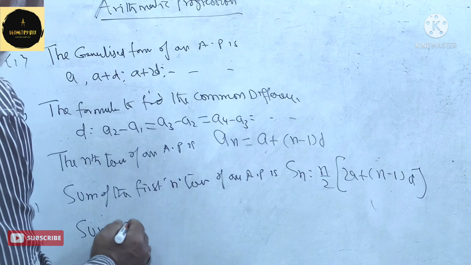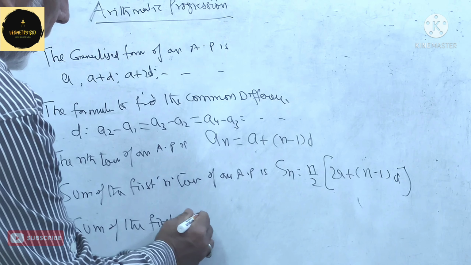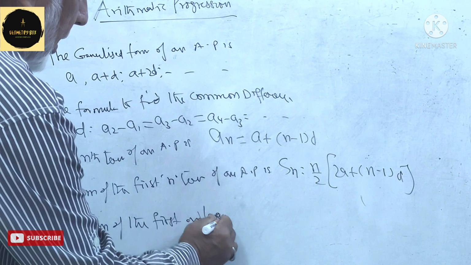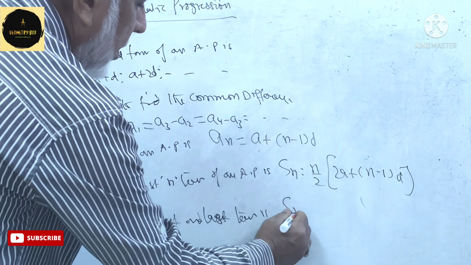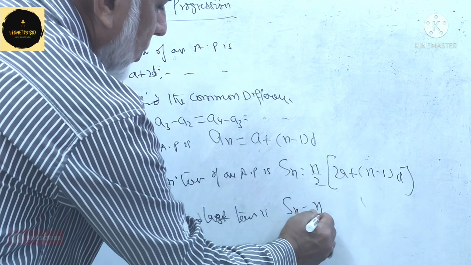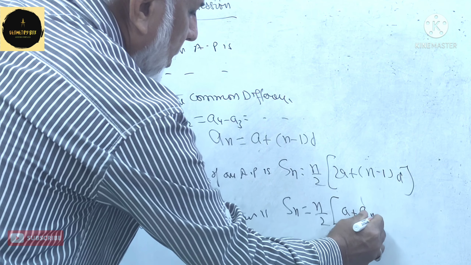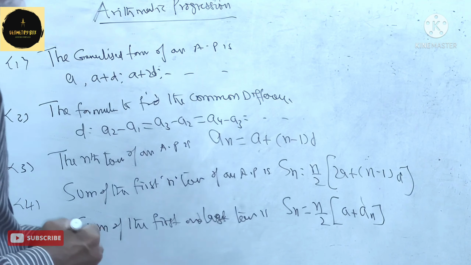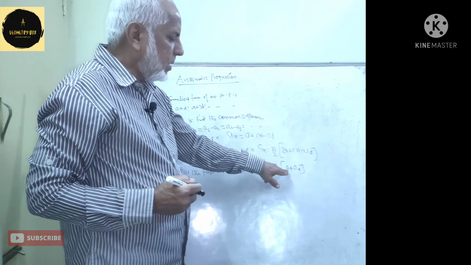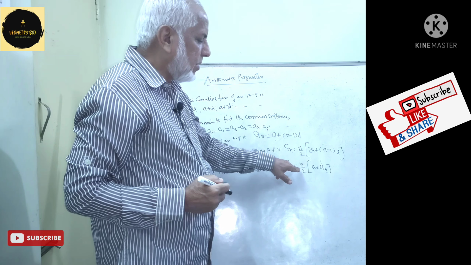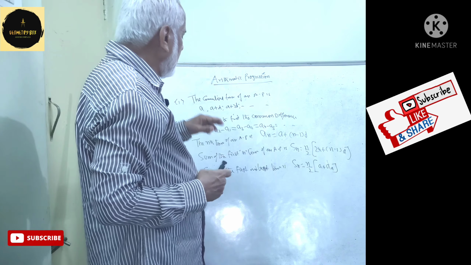Number five, sum of the first and last term. Sn is equal to n by 2 into a plus an, or l. We should use this formula when we have the last term, the first term, and the number of terms.